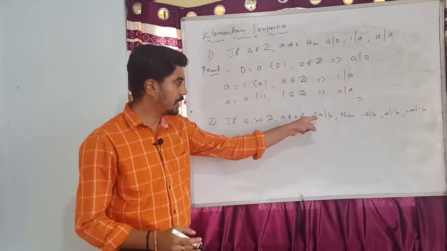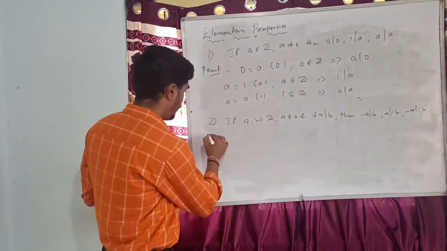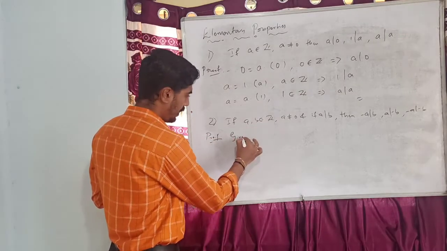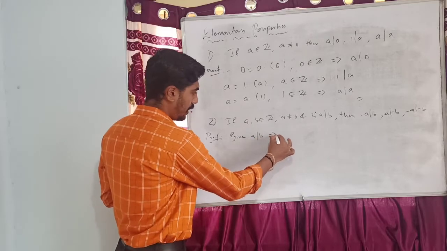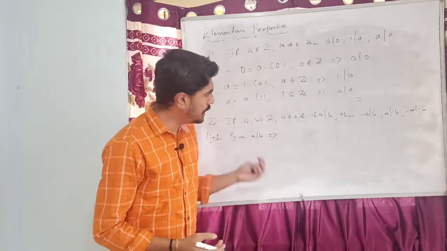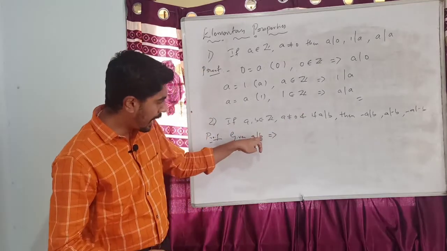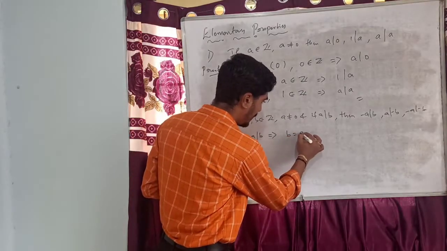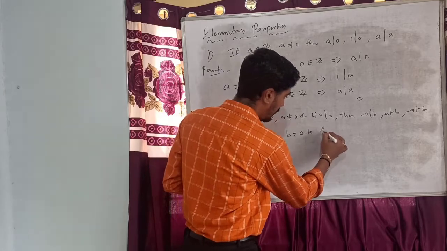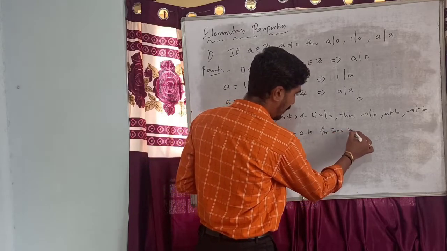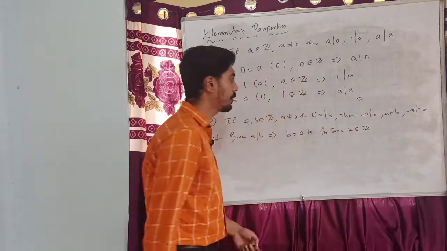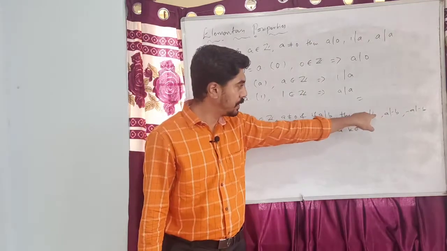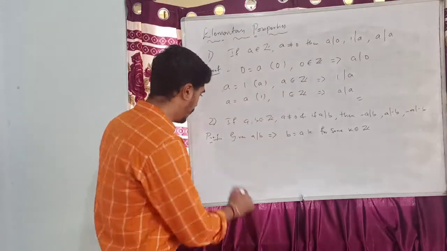To prove this, first given that A divides B. Proof: given A divides B, by the definition of divisibility, B can be expressed as an integral multiple of A. So B can be written as A into K for some K belongs to Z. Now to prove that minus A divides B, we should express B as an integral multiple of minus A.